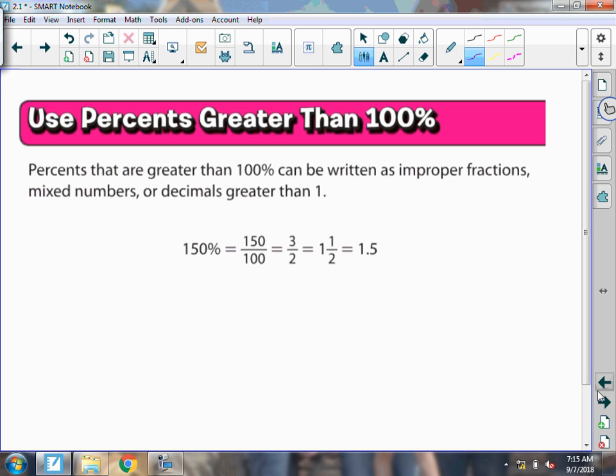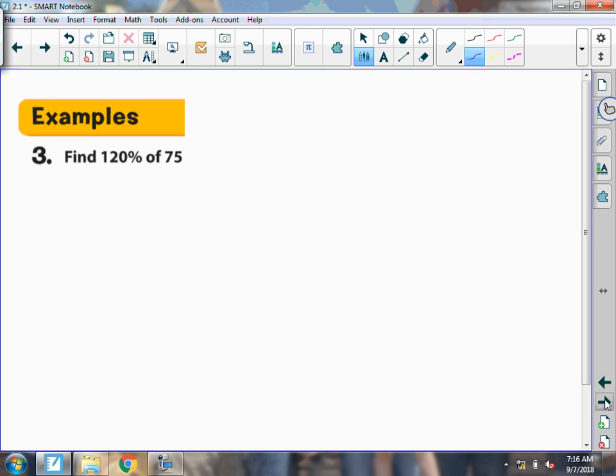Okay, we can do the exact same thing with percents that are greater than 100. So 150%, you still move your decimal 2 places to the left. So that gives us 1.5. Okay, so it doesn't matter what the percent is, you always move your decimal 2 places to the left. So copy this down. Find 120% of 75.